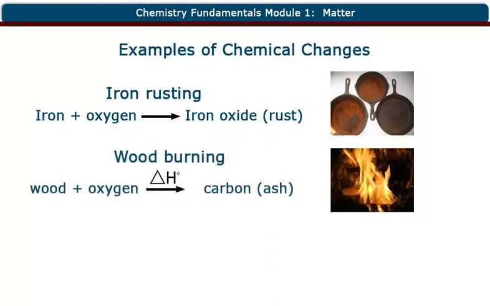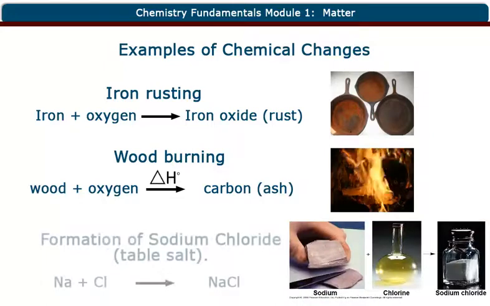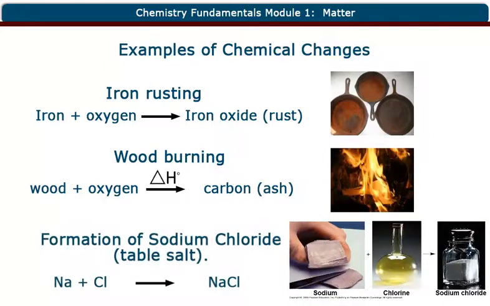Wood combines with oxygen, along with heat, to form carbon, better known as ash. Sodium combines with chlorine to form sodium chloride, better known as table salt. These are chemical changes because there was a chemical reaction that resulted in new substances formed with totally different chemical properties than the original substances that reacted.